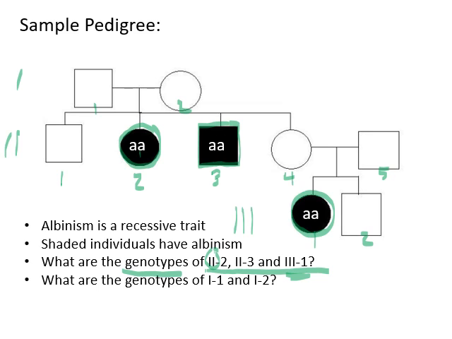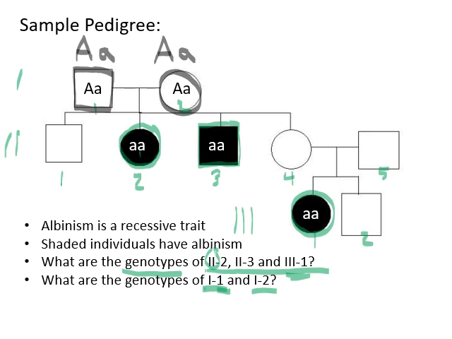What are the genotypes of the first individual in the first generation and the second individual in the first generation? So we know that the couple here produced 4 children. 2 of them had albinism, and so if they're both passing on the recessive gene, then they both must have that recessive gene. But since neither one of them themselves have the trait, they must be heterozygous for that recessive trait.